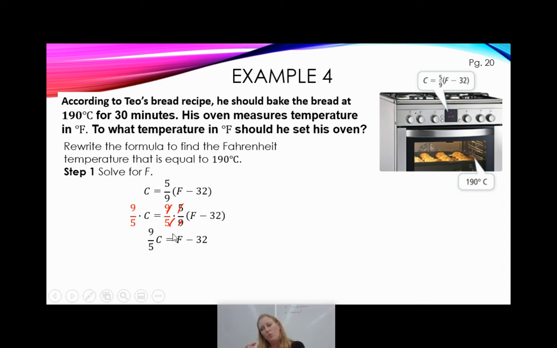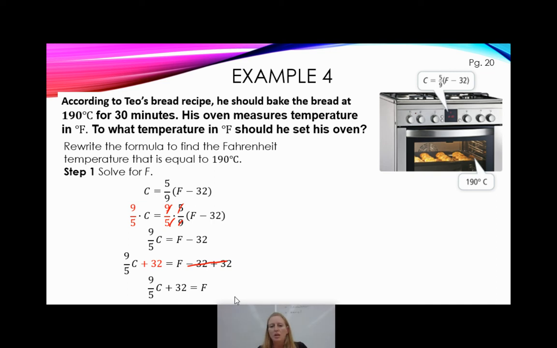Except we're not quite done yet because my F is not alone. So I'm going to go ahead and add 32 to both sides to get that to go away. I'm going to add 32 to both sides, and that makes these guys cancel out. That's why we did it. And now I have the formula: 9/5 C plus 32 equals F. Hooray! So we've solved for F.